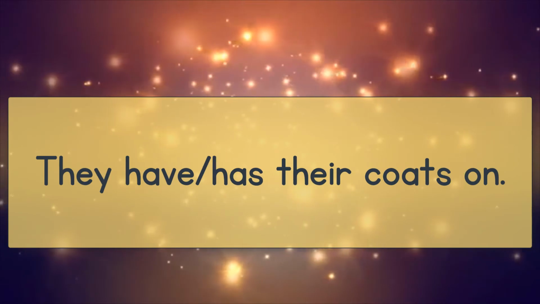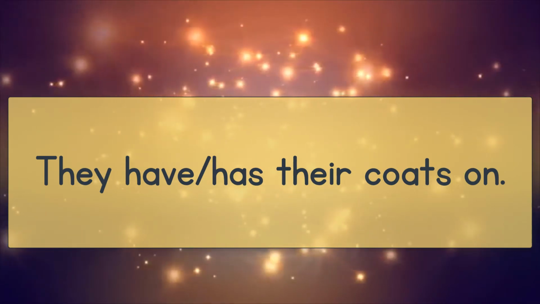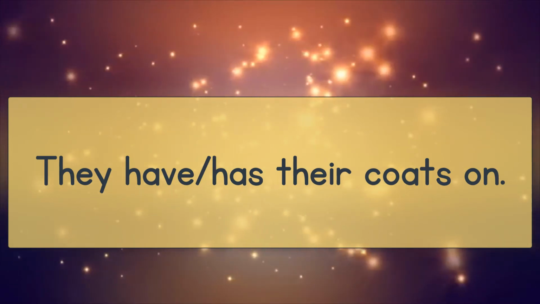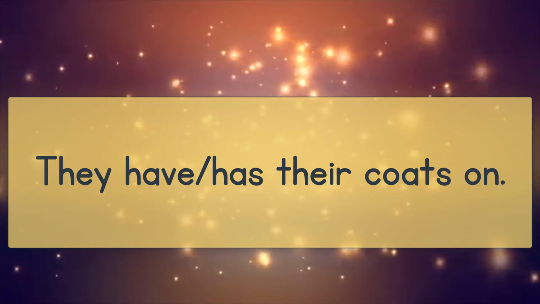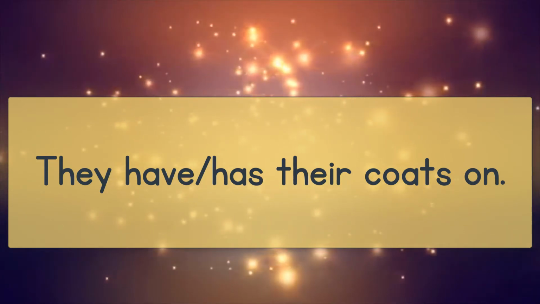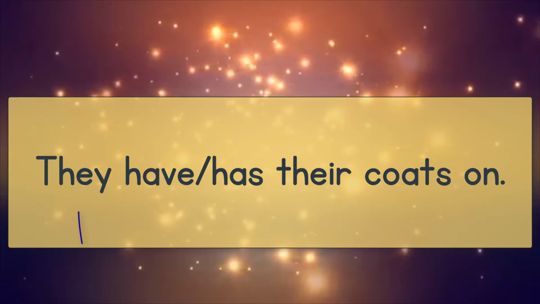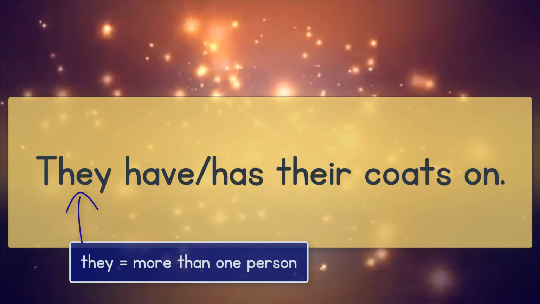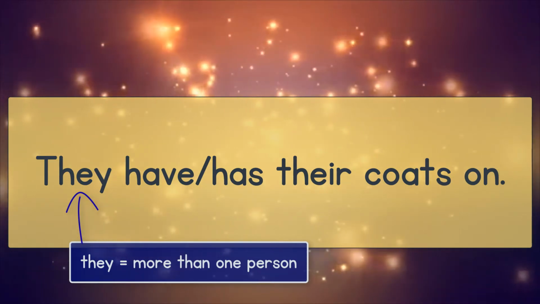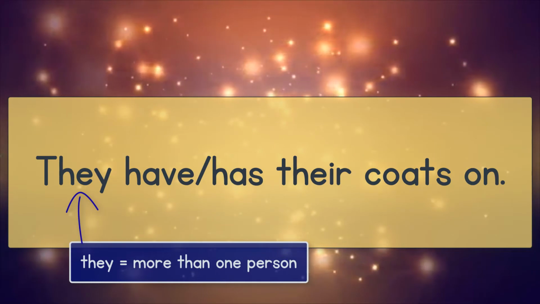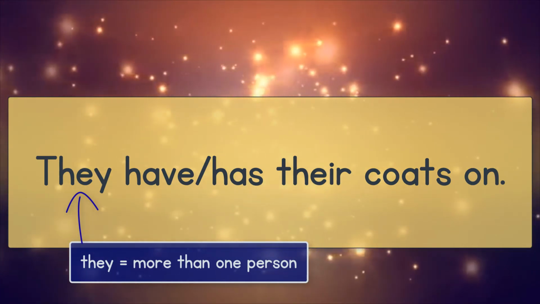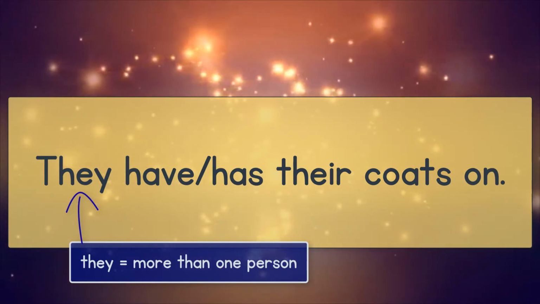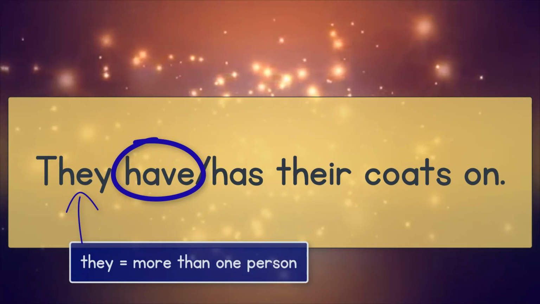All right, let's keep going. They have or they has their coats on. What's the noun in this sentence? They, and they is more than one person. You could be talking about the boys. The boys is more than one. You could be talking about the students. The students is more than one. They is more than one, so we use have. They have their coats on.